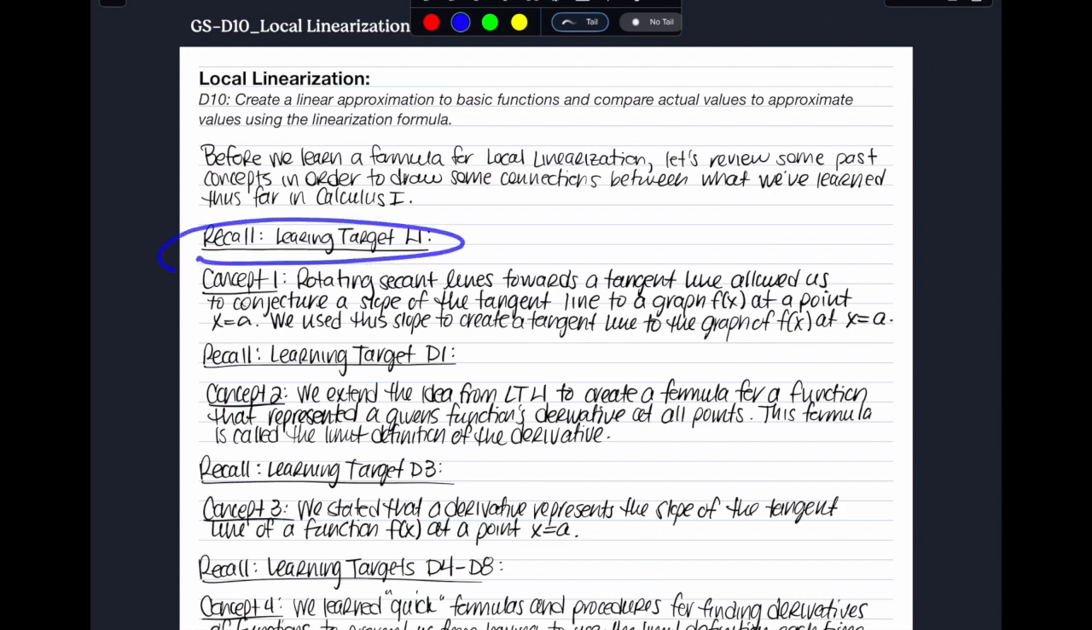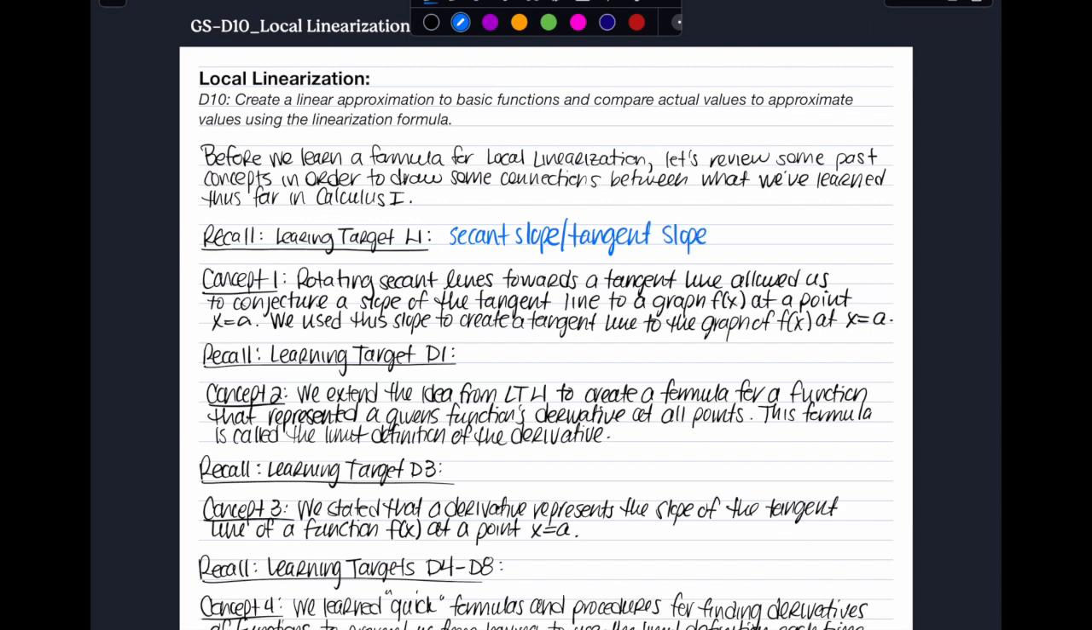First, if you remember Learning Target L1, this is the secant slope, tangent slope learning target. This is the learning target where we picked 3 points and made 3 secant slope approximations and then used that information to conjecture the tangent slope. The secret is, though, now that we've learned derivatives, we can just find the tangent slope. And that's kind of what I'm trying to get at with this guided study video.